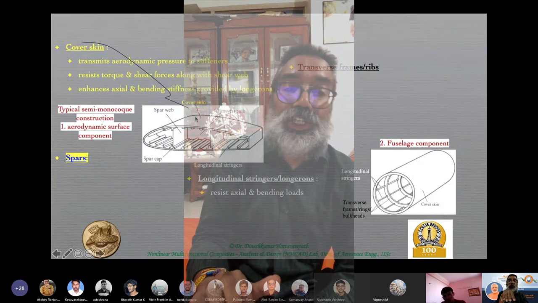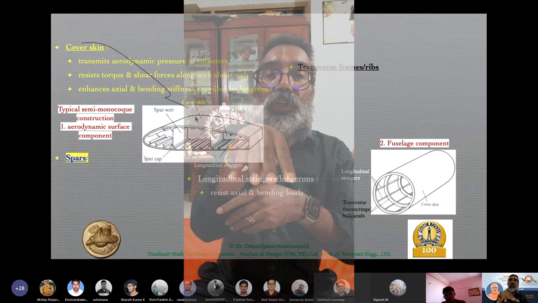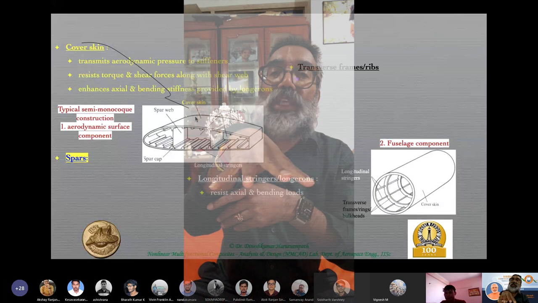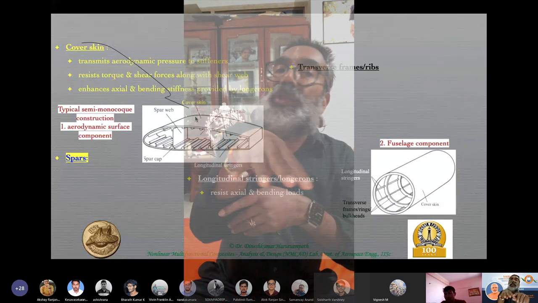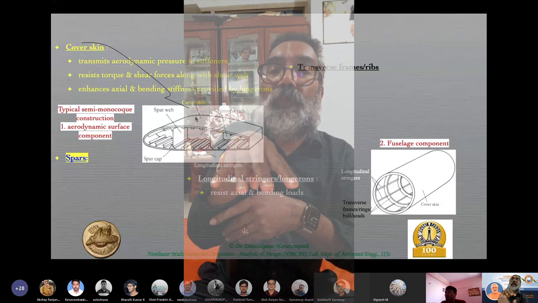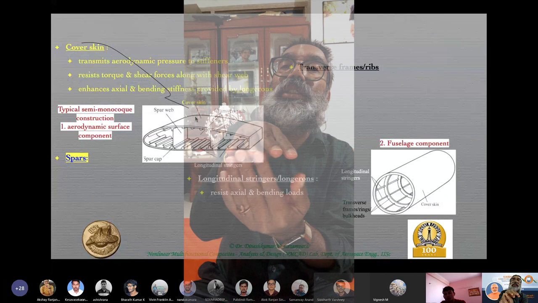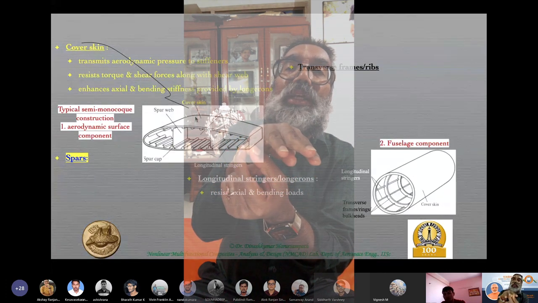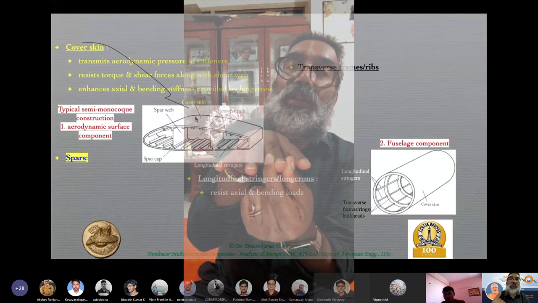So in regions which are highly stressed, you want to put the stringers much closer to each other. In regions which are less stressed, you might want to space out the stringers much farther from each other, or you keep the same spacing of the stringers but change the cross-sectional size. You have a much smaller cross-section at locations which are less stressed and a much larger cross-sectional area of the stringer where the stress is more.